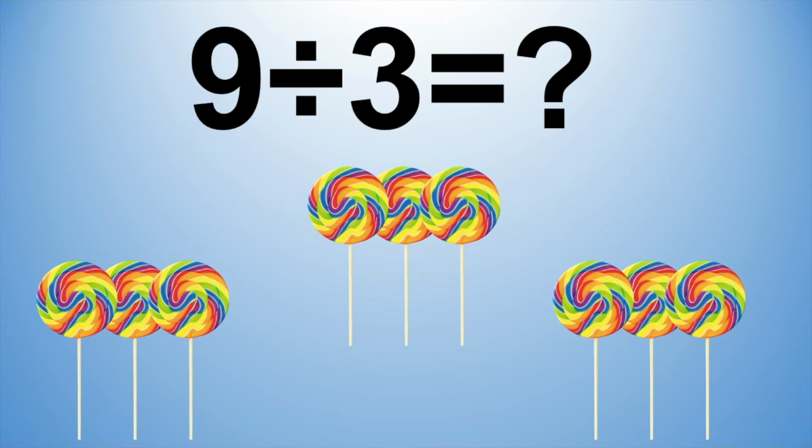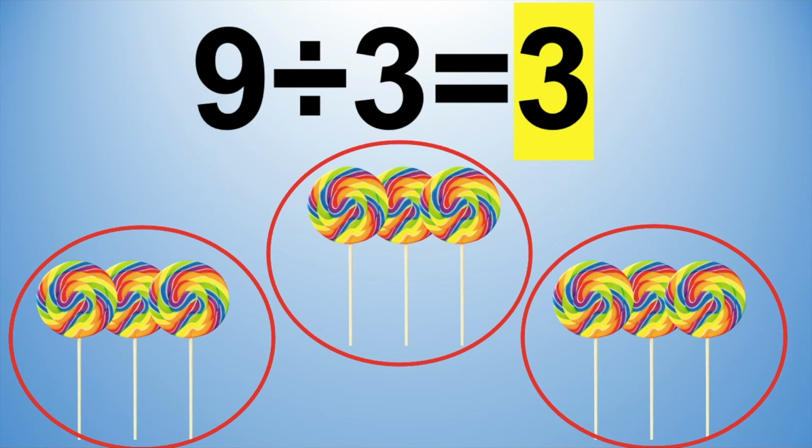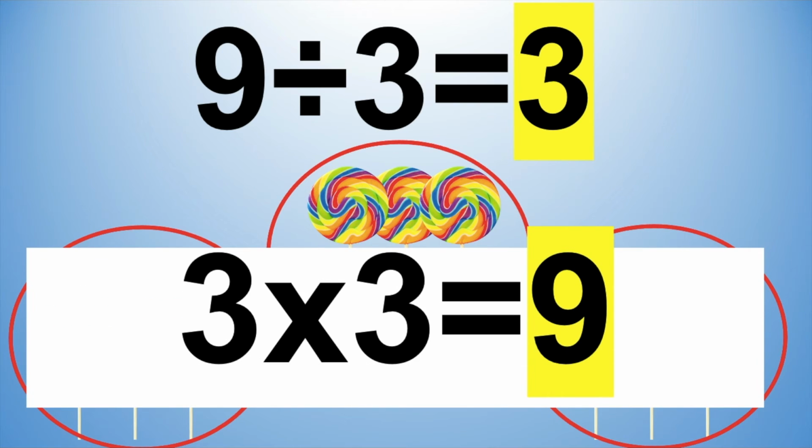Stop. All right, so I've got my 3 groups that it says, and you shared into 3 groups. I can put a circle around these, and now all I have to do is count how many's in each group. 1, 2, 3. Easy. How many's in each group? 3. But I need to check. 3 times 3, or 3 groups of 3 is 9. Yep, 3, 6, 9. That's the answer.